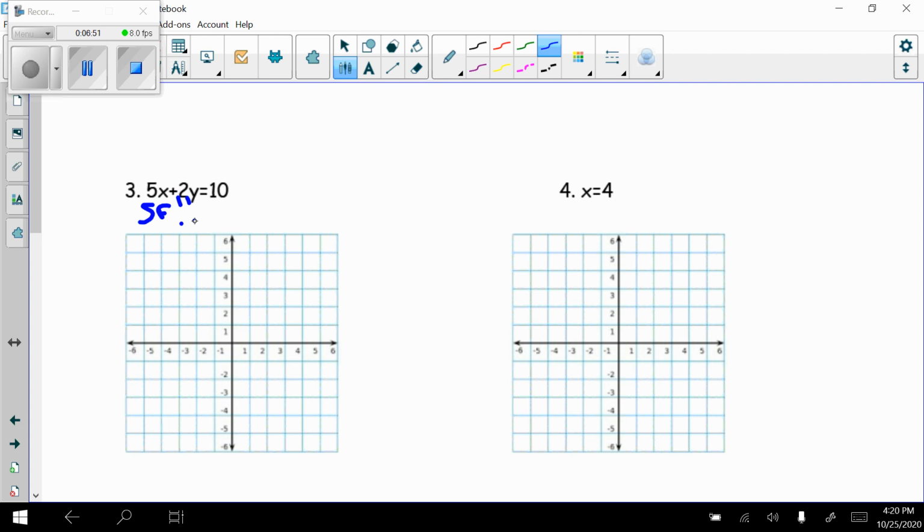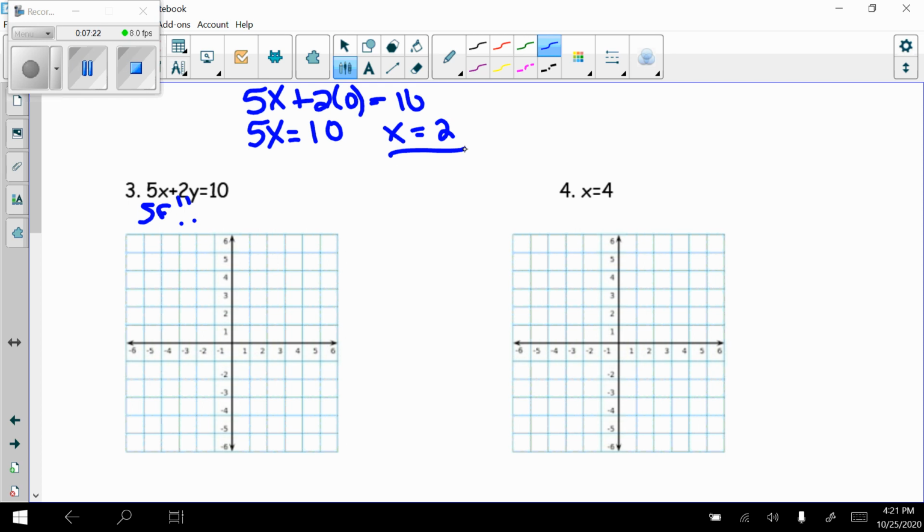Remember, to find the x-intercepts, I plug 0 in for y and solve for x. So I would have 5x plus 2 times 0 equals 10. So really, I can just cover up that 2 times 0 because 2 times 0 is just 0. It goes away. So really, I'm solving 5x equals 10. And so I get x equals 2. So I have an x-intercept of 2.